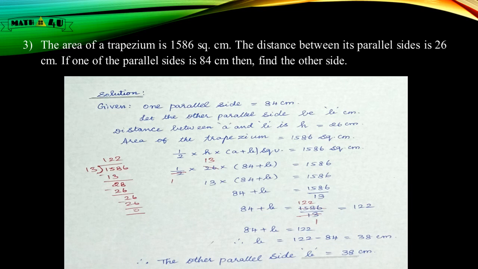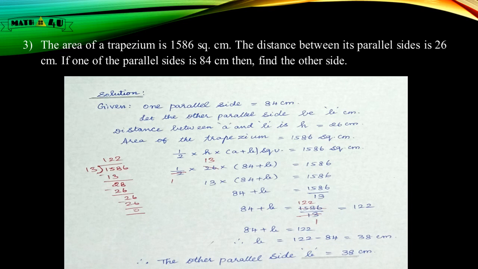Just see what is given. One parallel side is given and let it be A. Let the value of A be 84 centimeter. We don't know the other parallel side. We are going to find it. Let it be some B. The distance between A and B is nothing but the height. That is equal to 26 centimeter.